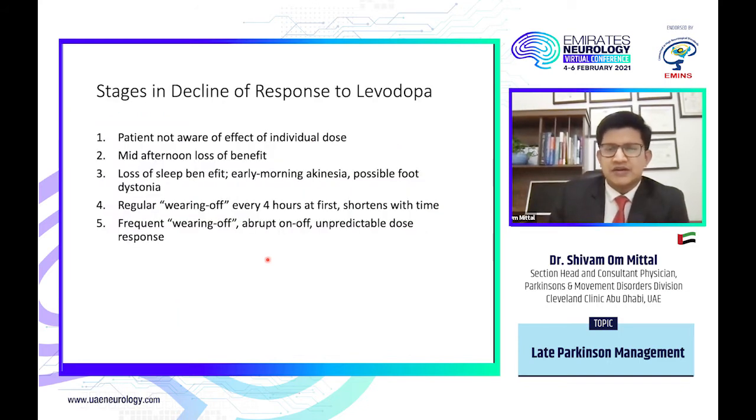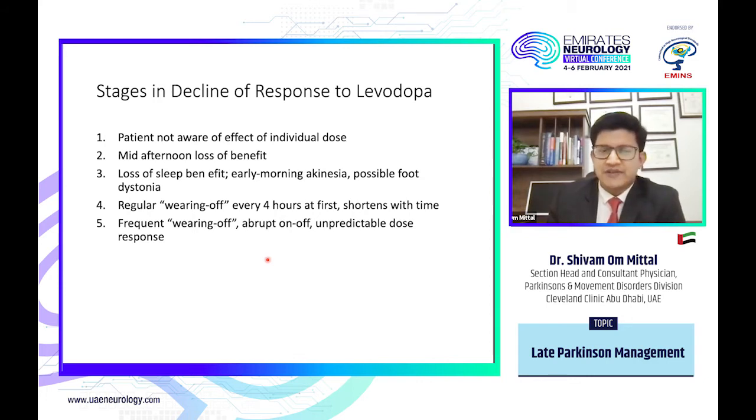This is a good way to judge how the levodopa is working for the patient. And we classify it into five stages. Stage one is patient is not aware of any effect of the individual dose. So they are doing very well throughout the day. They don't feel any on and off. And second stage is they feel in afternoon, they're losing effect, mostly because of lack of absorption, because of heavy protein meal that can interfere with the absorption of the medication.